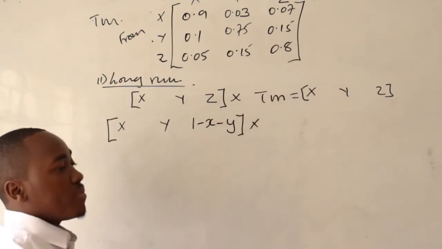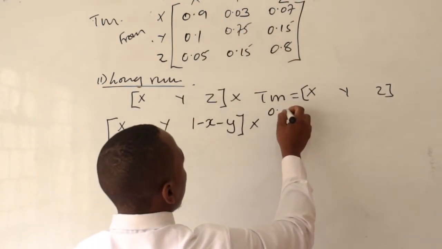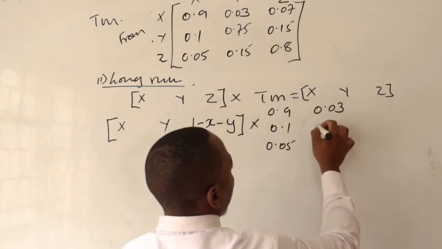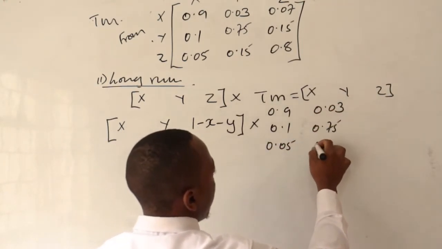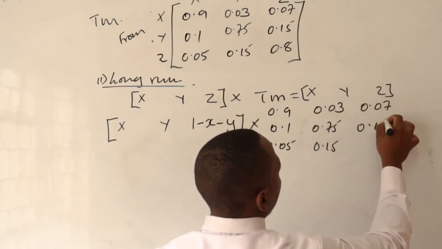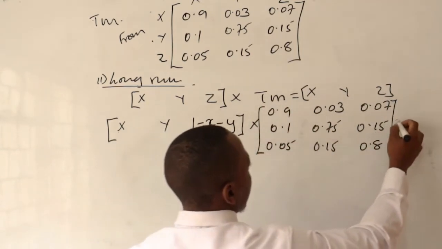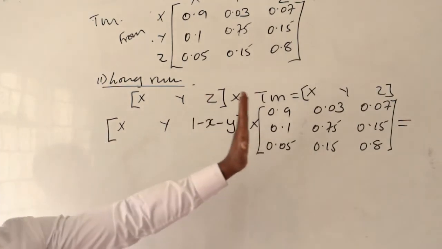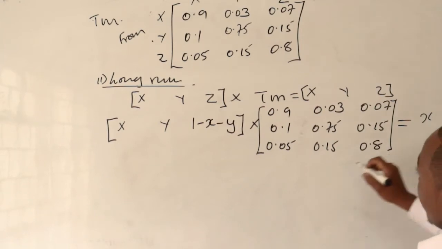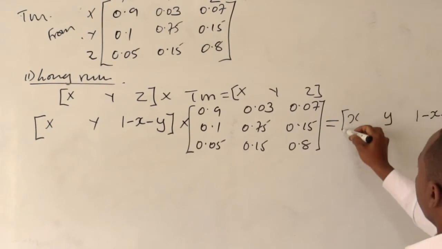You multiply by the transition matrix. This is our transition matrix. That one does not change. You have it 0.9, 0.1, 0.05, 0.03, 0.75, 0.15, 0.07, 0.15, 0.8 is equals to, we have said that the current and the future state will be the same. So even our future state will be X, Y, and our Z we have seen is 1 minus X minus Y. Like that.